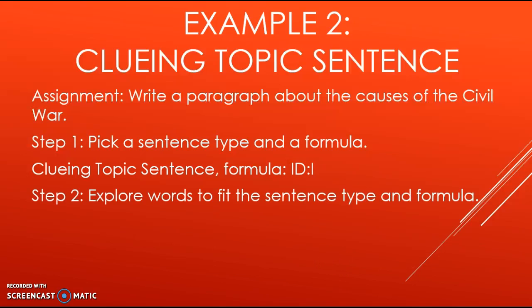So then we need to explore words to fit the sentence type and formula. That means that, because it's a cluing topic sentence, we need to come up with some cluing words, and make sure you look at cue card 12, which gives you lots of examples of that. And I'm going to pick a few here. I like the causes one. And number is also one that would work well with this, and so would major and events that are listed on there. So now I need to think about other words for this sentence.